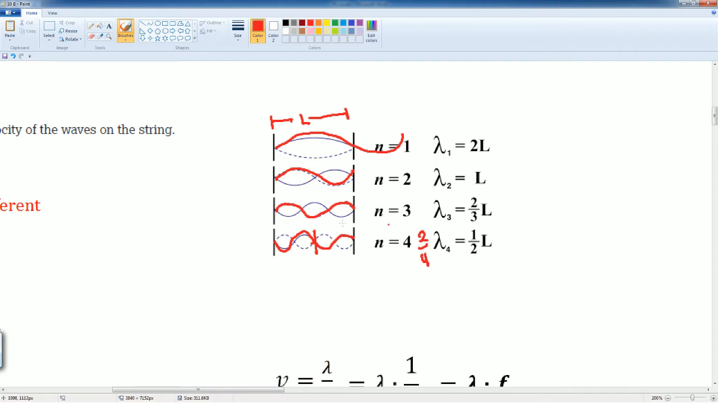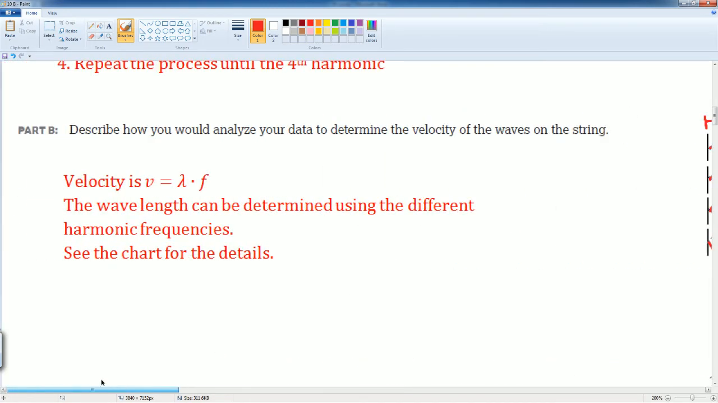This is your 1, 2. So this is 2 divided by 3. This is 2 over 2, which is equal to 1. That's why it's just L. That's how you get it. And this is 2 over 1. That's how you get 2L. That's if you want to know how to get that.